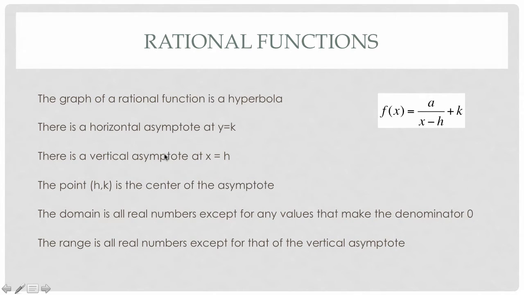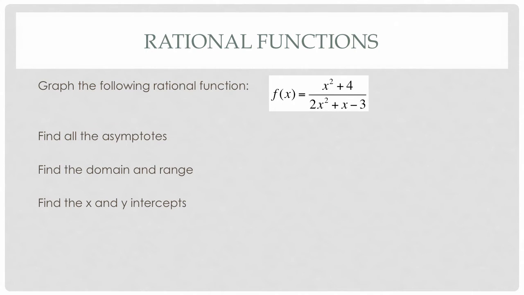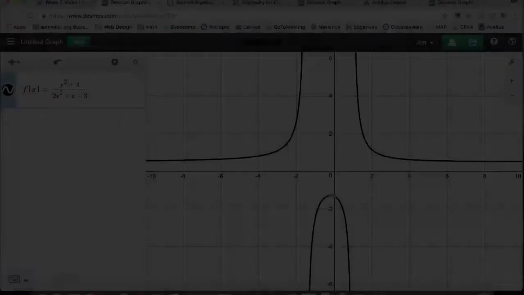Let's dig into a good problem here. Graph the following rational function, and then we're going to find all the asymptotes, and then we're going to find the domain, find the range, and then we're going to find the x and y intercepts. So the first thing I'm going to do is go use my Desmos calculator and graph it and see what we have going on. Then we'll come back and we'll talk about domain and range and the intercepts.